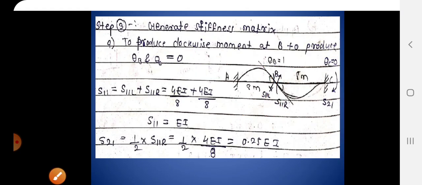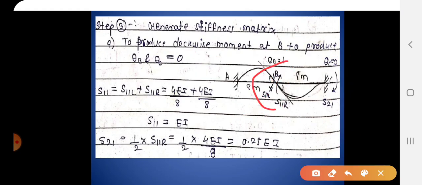Okay, so first you will get the value of S11. S11 is S11L plus S11R. Again 4EI by L plus 4EI by L for both the spans and the value is EI. Okay, now S21, the second element of the stiffness matrix, is equal to half of S11R. Okay, half moment is carried over, therefore S21 is half of S11R, 0.25 EI.